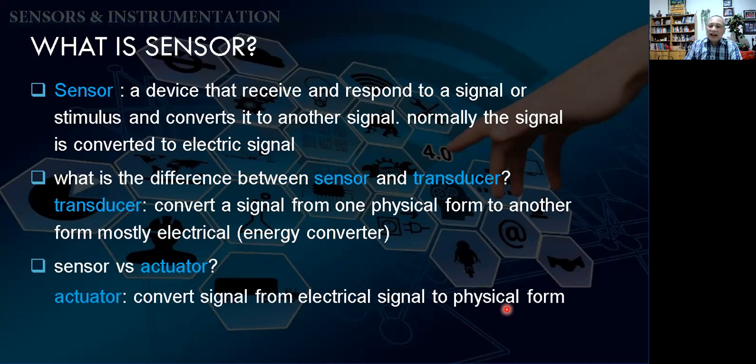Actuators are actually the opposite. The energy conversion goes the other way around. So if a sensor is converting a signal from physical form to electrical form, then this one is the other way around, which is electrical signal to physical form. Okay, just a definition, yeah?